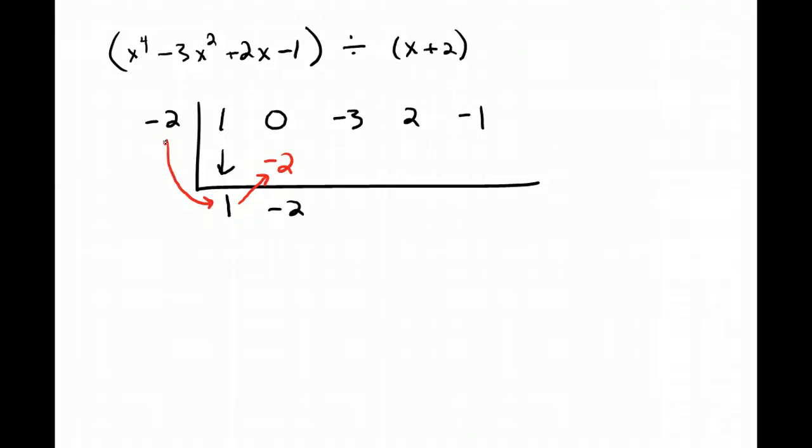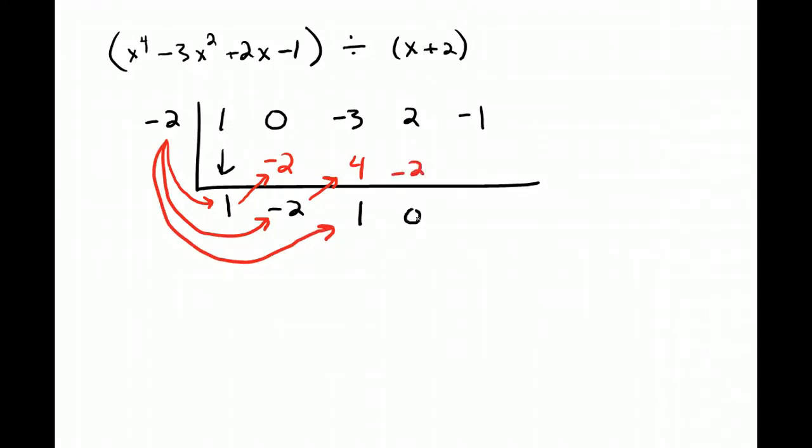I multiply. -2 times -2 is 4. I add, I get a +1. I multiply. -2 times 1 is -2. I add, and I get 0. Multiply. -2 times 0 is 0. I add, and I get -1.